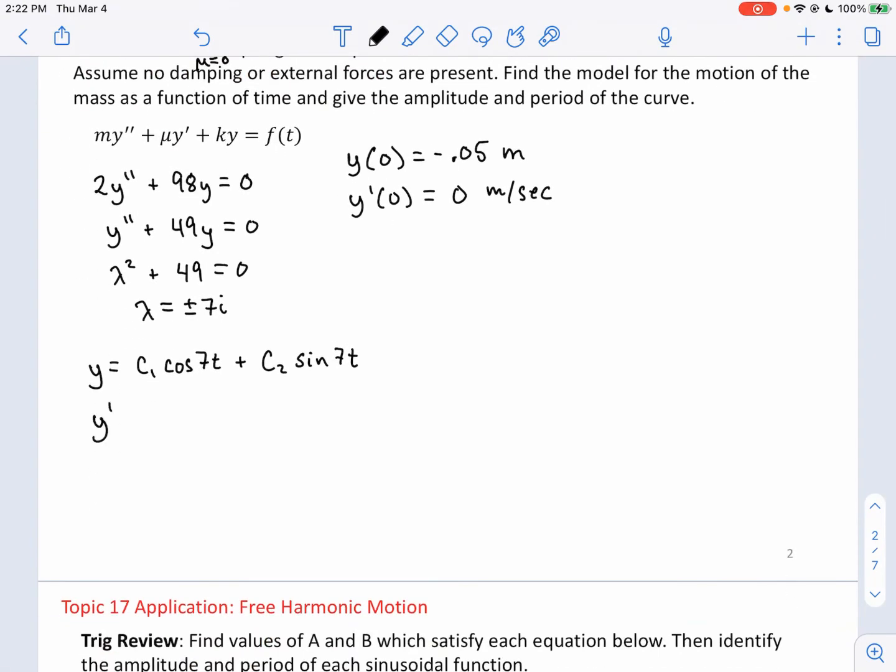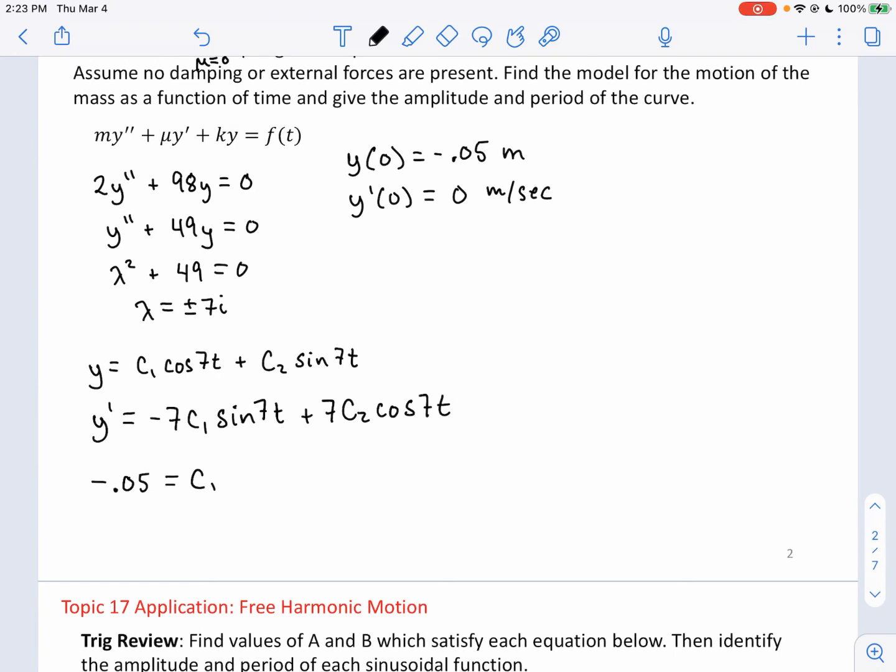Okay, now we got to find out what C1 and C2 are next. So let's do a derivative. Y prime, differentiate our general solution, and we get negative 7C1 sine 7t, and then plus 7C2 cosine 7t. And we're going to plug 0 in for t in both cases. And in the case of y, we should get negative 0.05 for the y. At the same time, t is 0. Well, cosine of 0 will be 1, sine of 0 will be 0, so C2 will be canceled, and we just get clean C1 is going to be negative 0.05.